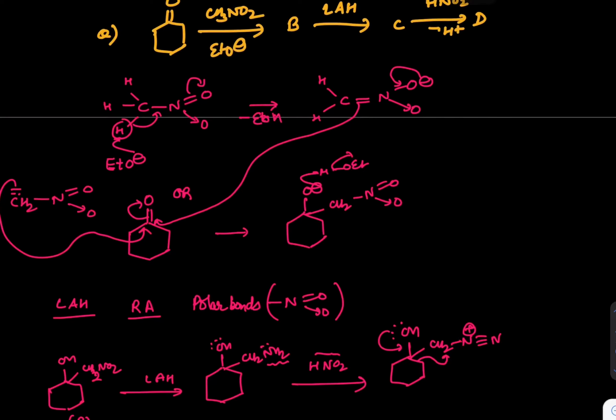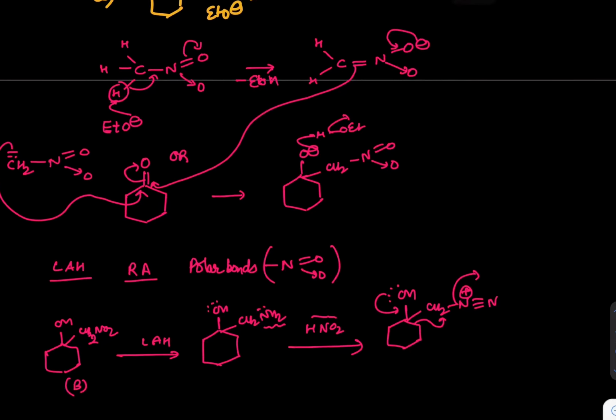This ring can open and N2 can leave in this case. So what's the end result of this whole discussion? The end result will be that a double bond OH plus is formed, and we have a connection of this with CH2, right? So it's like an extra connection. If you count, the number of carbons will be increasing now.